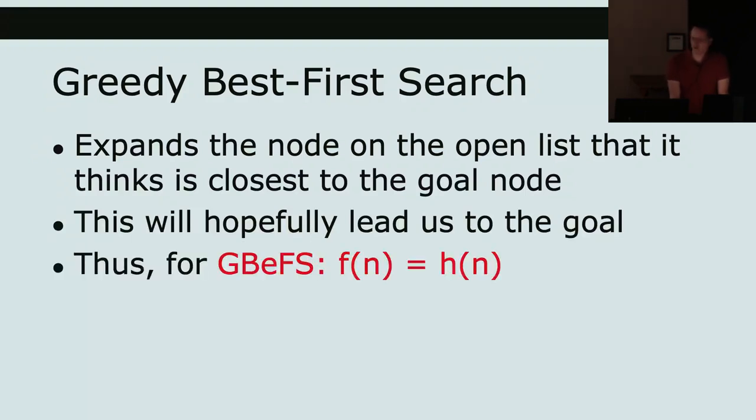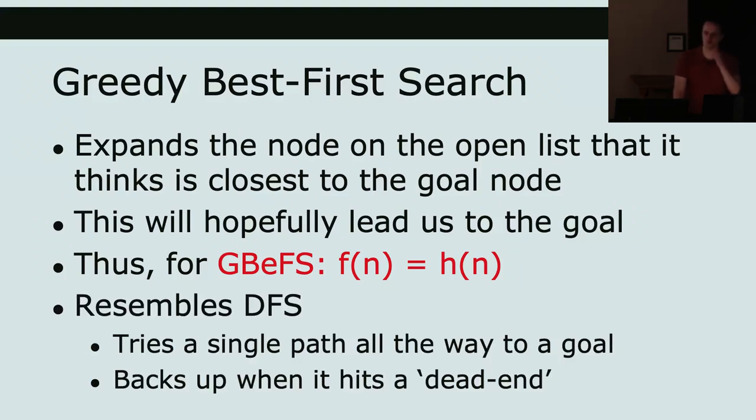And so for greedy best first search, our f of n, which is the function that we want to use to select the minimum one from the open list to expand next, is just equal to h of n. So whatever heuristic we have, we apply it to each node, and we return the minimum heuristic value from the open list. And this is going to somewhat resemble depth first search, because it's basically going to try a single path all the way to the goal and then back up when it hits a dead end.